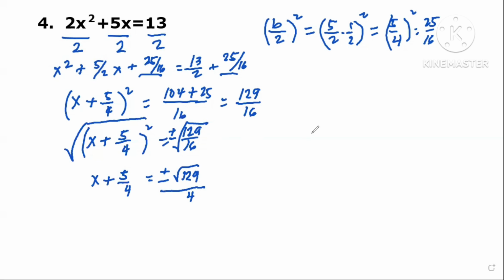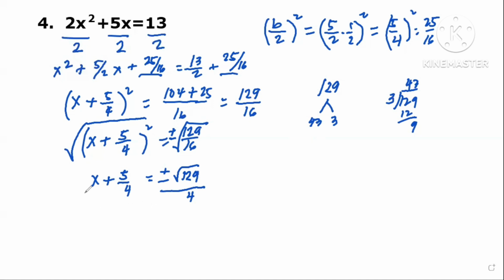Now, paano nyo malalaman kung ang 129 ay hindi na pwedeng i-simplify? Let's take the factors of 129. 129 is divisible by 3. Why? Because the sum of the digits is divisible by 3. 12 ang sum ng digits niyan. So, if we divide 129 by 3, that's 43 and 3, no? And 43 and 3 are both prime numbers. Ibig sabihin, walang perfect square factor ang 129, kaya hindi na siya pwedeng i-simplify.